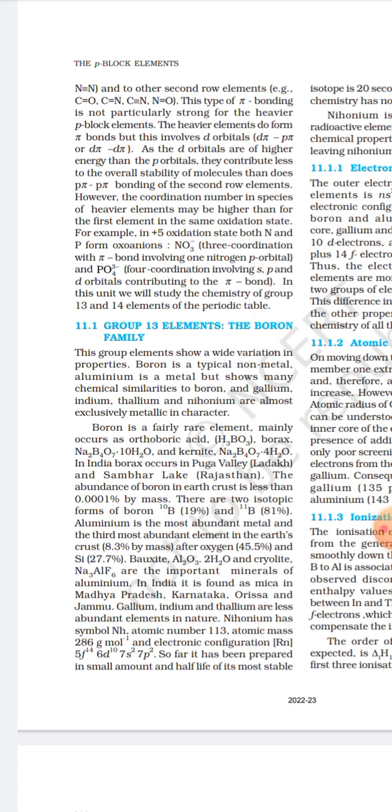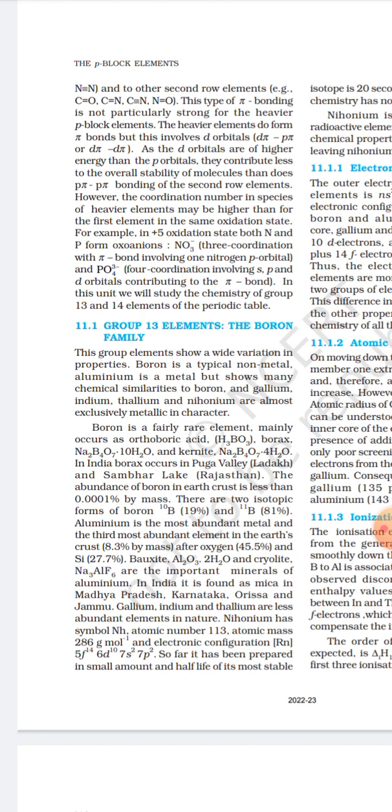These group elements show a wide variation in their properties. Boron is a typical non-metal, aluminium is a metal but shows many chemical similarities to boron, and gallium, indium, thallium and nihonium are almost exclusively metallic in character. Boron is a fairly rare element, mainly occurring as orthoboric acid, borax, and kernite. In India, borax occurs in the Puga Valley and Sambhar Lake. The abundance of boron in the earth's crust is less than 0.001% by mass.